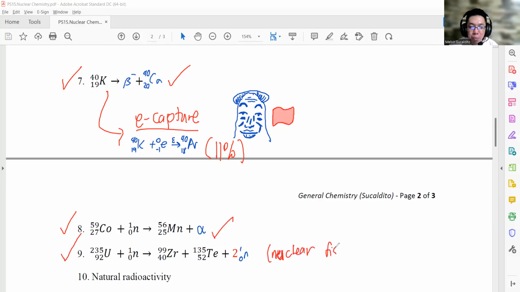Nuclear fission pa rin yan, no? Kasi di ba recall, uranium-235 is one of the most common fuels for nuclear fission. So it will undergo several nuclear reactions, not only yung barium-krypton na usual na nakikita natin, but you can also form other elements. Like what I mentioned, Joshua, last time, the nuclear fission of uranium-235 involves 30 nuclear reactions. So it's a very complex process. Okay, so far, so good.